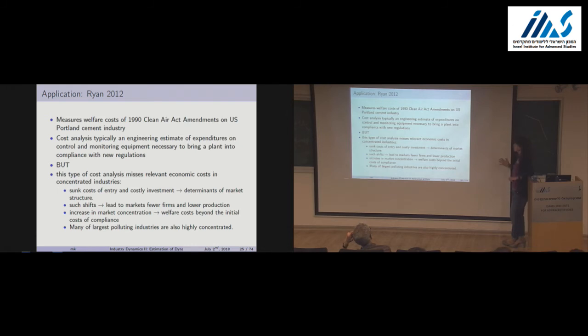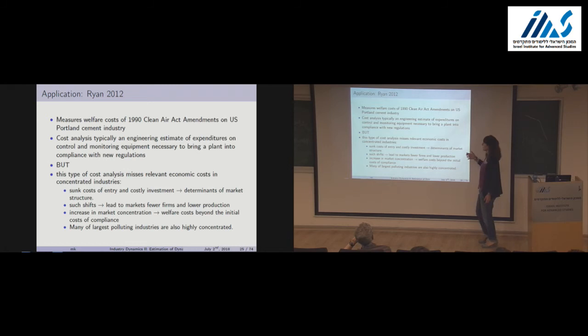It's an environmental paper, and it basically measures the welfare costs of the 1990 Clean Air Act amendments on the US Portland cement industry. You know there are a lot of papers on cement and so on. Turns out it's actually one of the biggest polluting industries in the US. So we are going to look at how an environmental policy, beyond the environmental impact it has, also changes the market structure of an industry and what the associated welfare implications are.